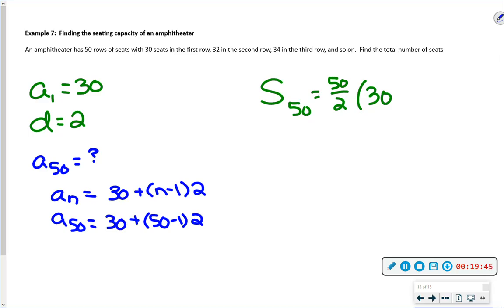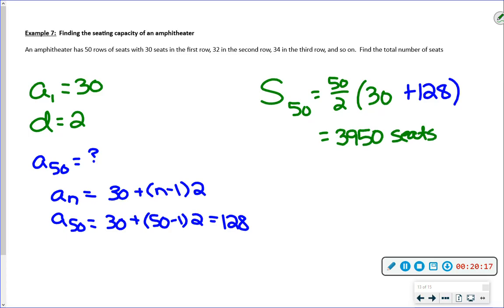128. So I'm going to go over to my sum formula now and fill in that my last row has 128 seats in it. Then put that in your calculator. You get a big number: 3950. And because it's a word problem, I'm going to label it: seats in the amphitheater. That's a lot of seats, I feel like. Maybe not. I don't know what an amphitheater has. Okay. Any questions on that, guys?